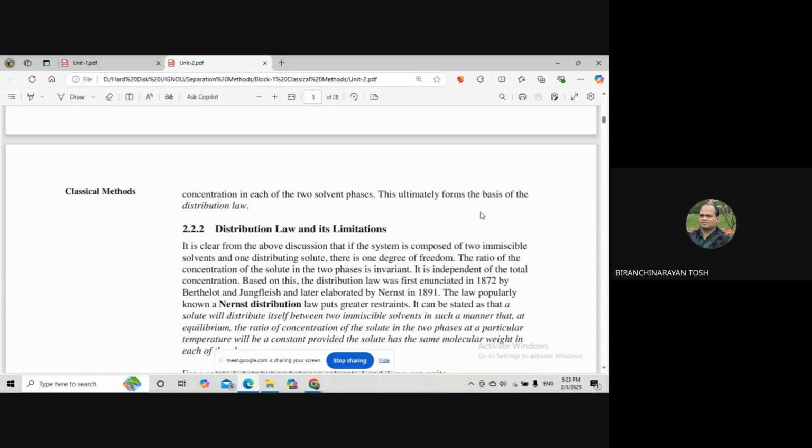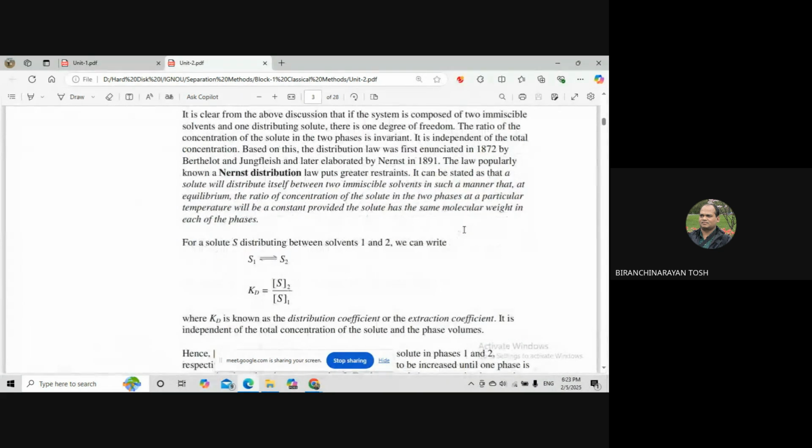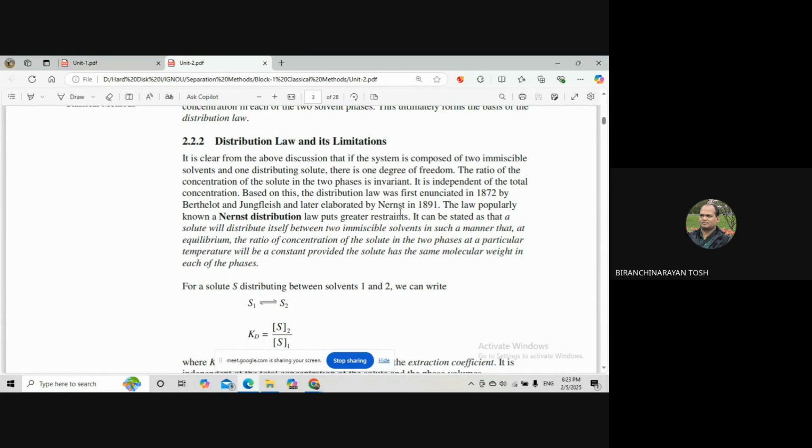So the distribution law, that is the Nernst distribution law. According to this law, it can be stated as: a solute will distribute itself between two immiscible solvents in such a manner that at equilibrium, the ratio of concentration of the solute in the two phases at a particular temperature will be a constant, provided the solute has the same molecular weight in each of the phases. That means the solute will not undergo association or dissociation.